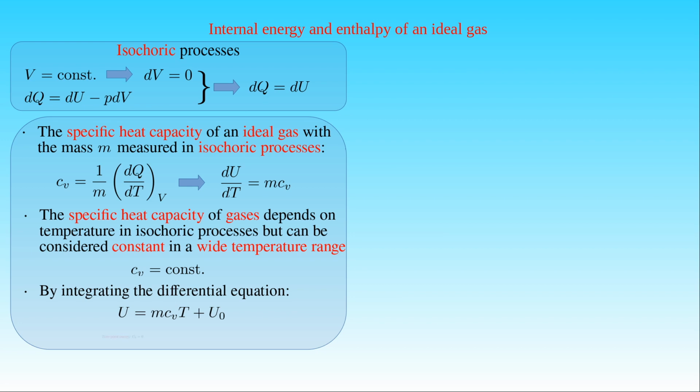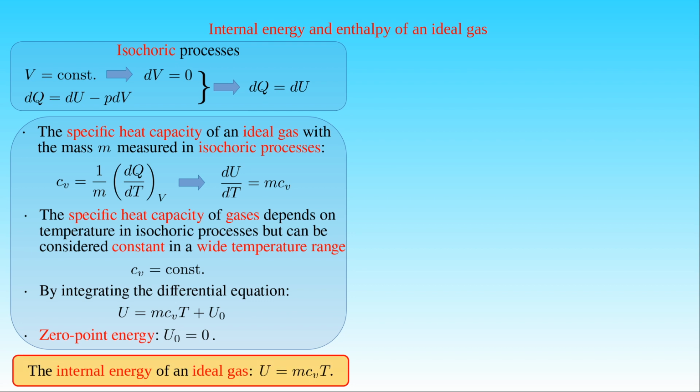In classical thermodynamics the zero-point energy can be chosen to be zero, since the first law and its applications involve only differences in energy, and U0 always cancels out. Then we can conclude that the internal energy U of an ideal gas with the given mass m at the absolute temperature T is equal to the mass m, times the specific heat capacity CV of the gas measured in isochoric processes, times the temperature T, that is the internal energy of an ideal gas is directly proportional to its absolute temperature.